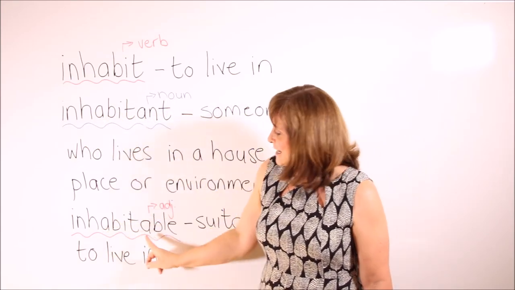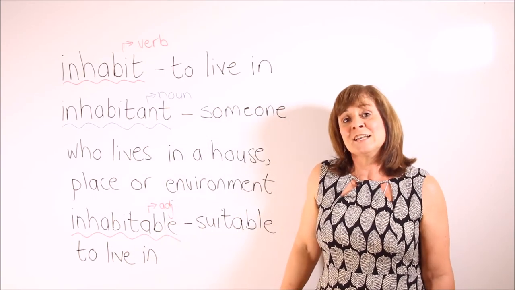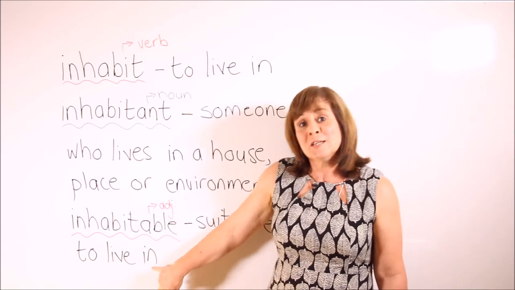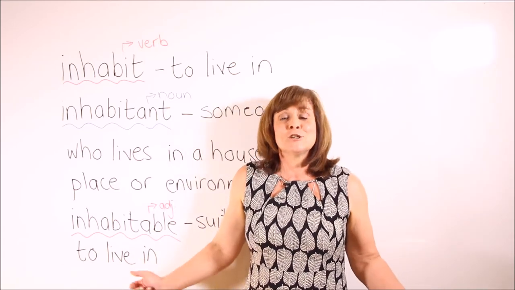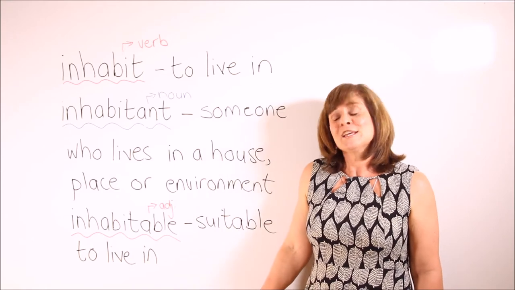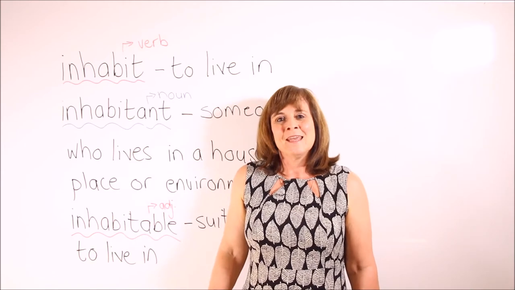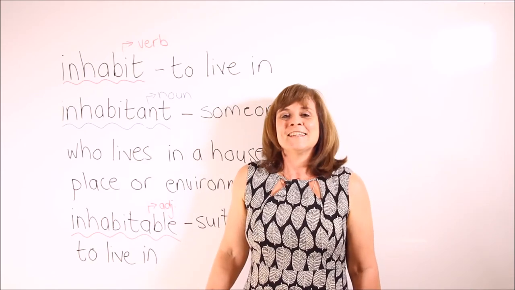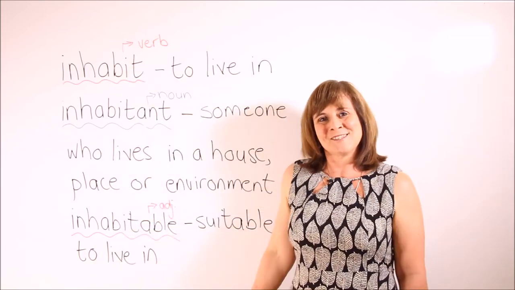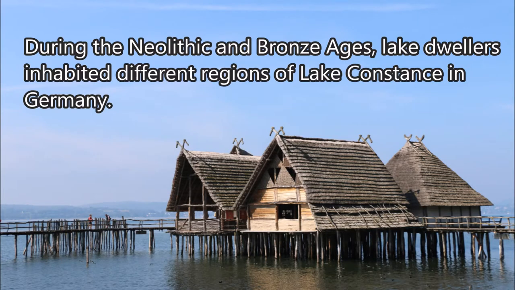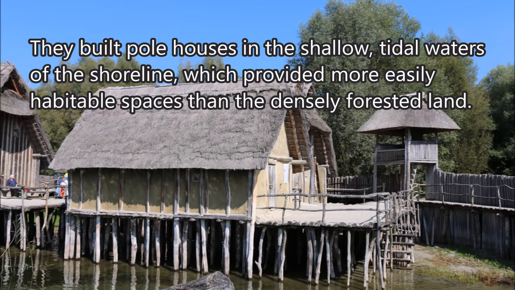Our third word is inhabitable. Inhabitable is an adjective which means suitable to live in, a place that is suitable to live in. And inhabitable is formed by adding the suffix able to the verb inhabit. Here are some sample sentences that illustrate the use of these words. During the Neolithic and Bronze Ages, lake dwellers inhabited different regions of Lake Constance in Germany. They built pole houses in the shallow tidal waters of the shoreline, which provided more easily habitable spaces than the densely forested land.